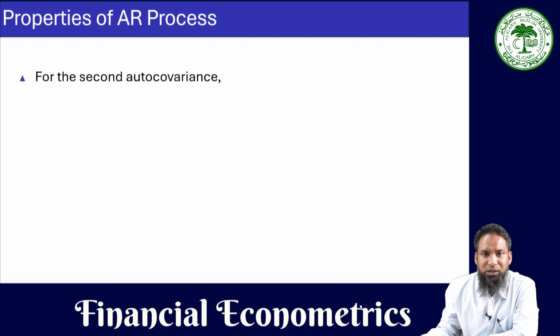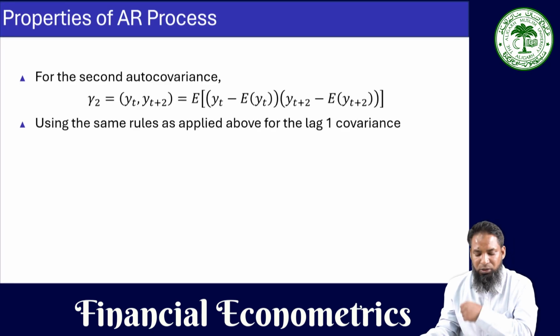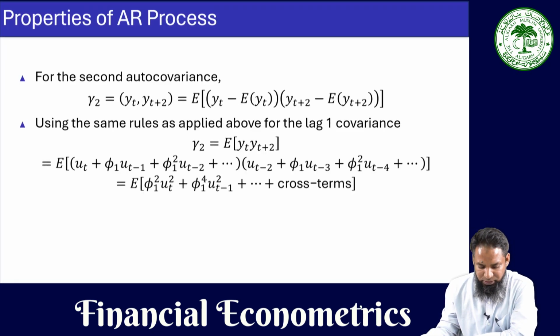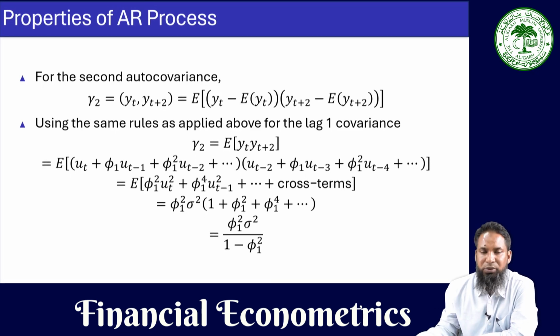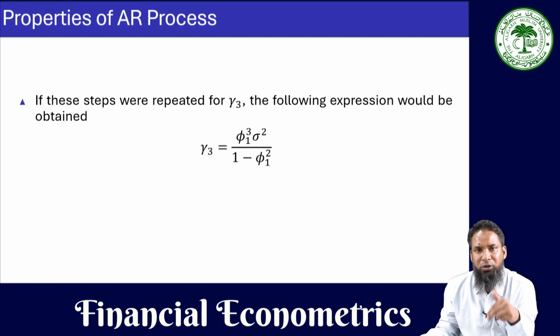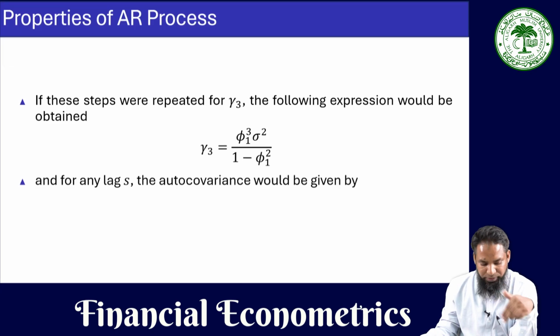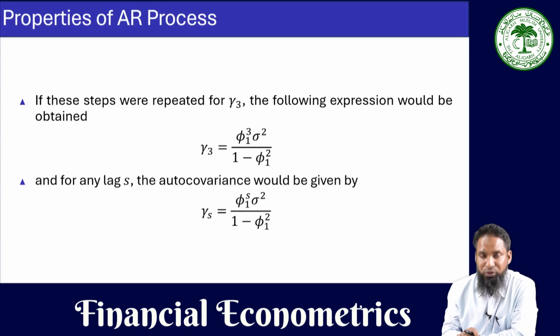Similarly, for the second autocovariance, that is lag 2, using the same rules as applied in lag 1, we can write this equation like this. Here we will have phi 1 square sigma square common, and we can write this as phi 1 square sigma square upon 1 minus phi 1 square. If we follow the same procedure, then gamma 3, that is the autocovariance at lag 3, will be phi 1 cube sigma square upon 1 minus phi 1 square. So basically, for any lag s, the general expression will be gamma s is equal to phi 1 to the power s into sigma square upon 1 minus phi 1 square.